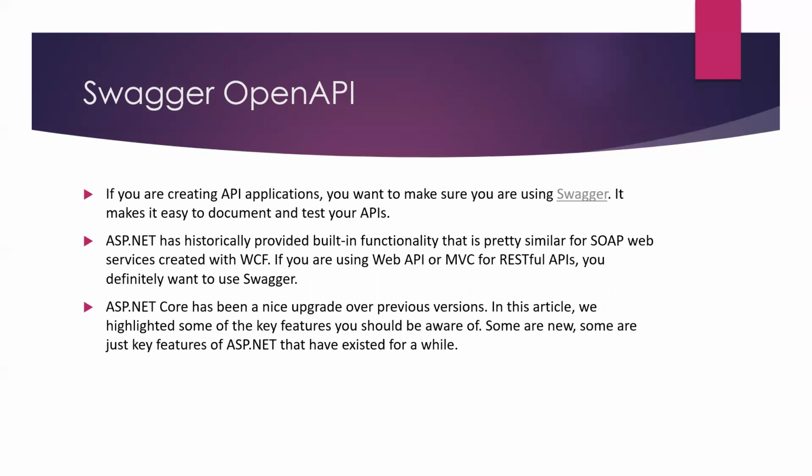We do have something called Postman, so you can always use it. But Swagger, if you run it, will give you a better understanding of the API which is already available. ASP.NET historically provided built-in functionality that is pretty similar for SOAP web services created with WCF. If you're using Web API or MVC RESTful service APIs, you definitely want to use Swagger.